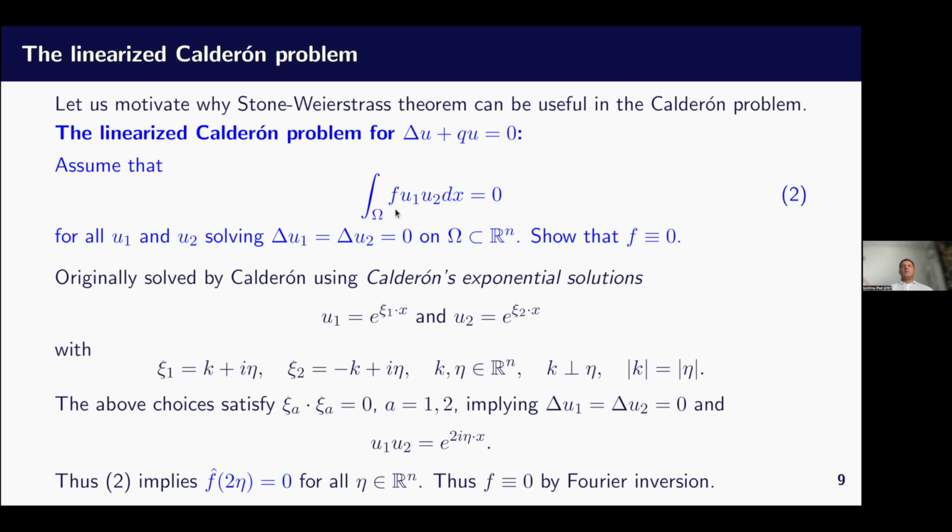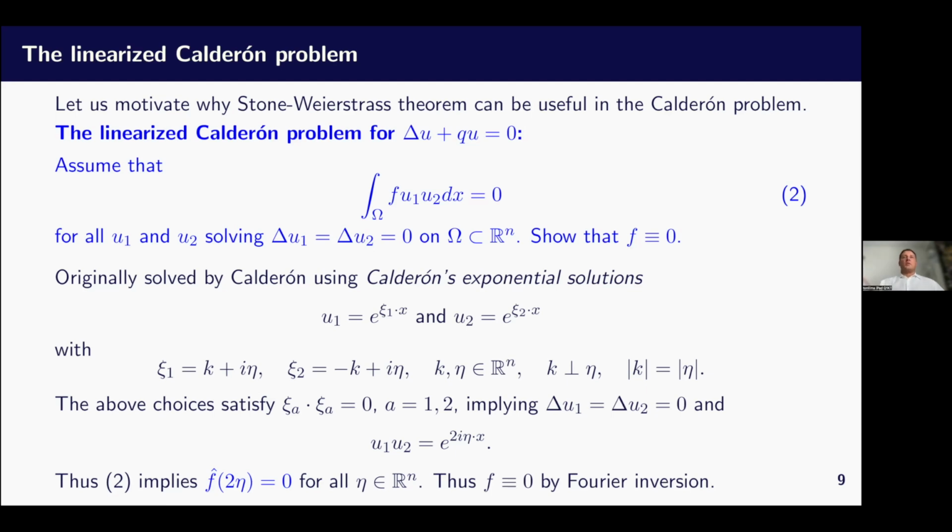Assume that the function f integrates to 0 against products of any two solutions to the Laplace equation. So Laplace u1 is Laplace u2 is 0. And the task is to show that f is identically 0 in this case. So you assume this condition 2 for all u1 and u2 that are harmonic, in the sense that they solve the Laplace equation. And your task is to show that f is 0.